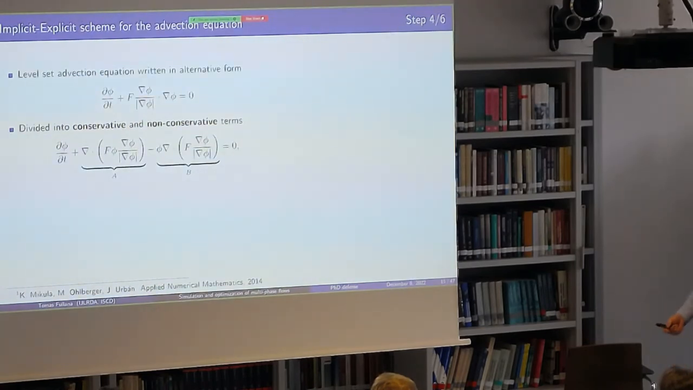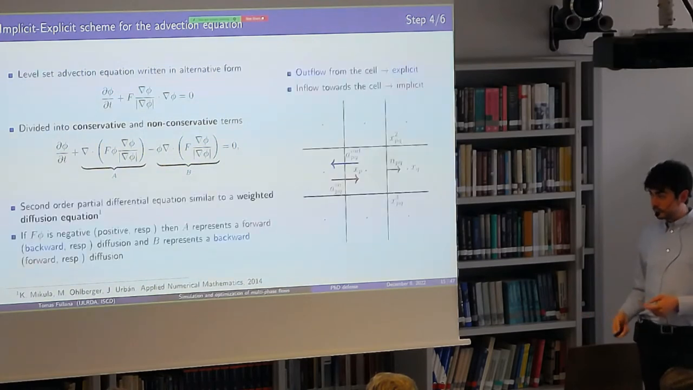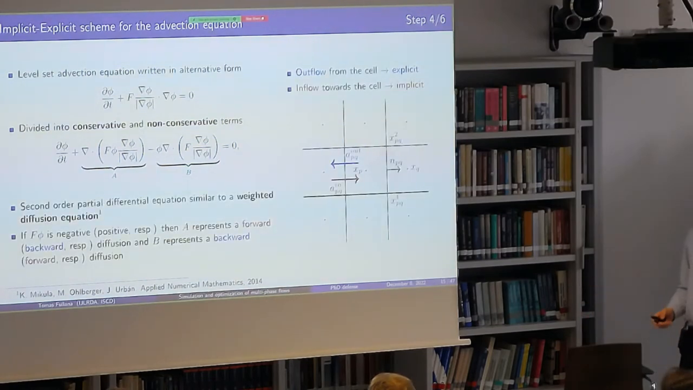Now that the velocity is defined, we can advect the level set. The level set advection equation can be written in an alternate form, like shown here, with f being the speed function that is related to the phase change velocity. This equation is divided into a conservative and non-conservative term, and will result in a PDE similar to a diffusion equation.